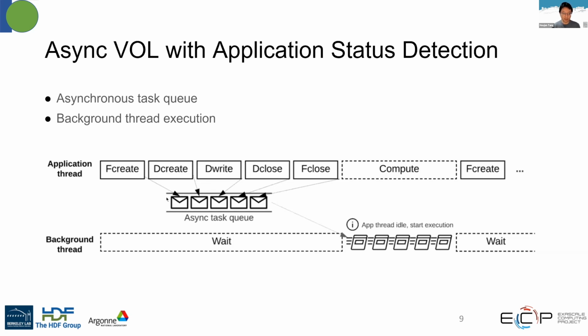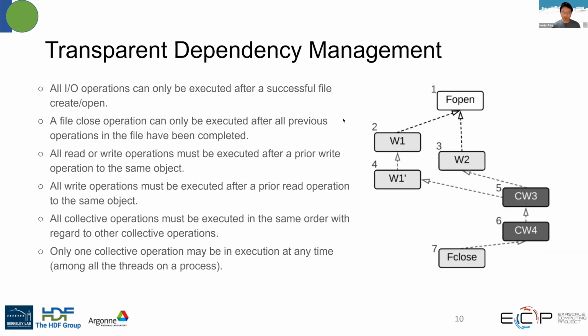So basically, we queue a number of operations, and then we use a counter to detect the application status. And once we find that the application is idle or moving into a compute phase, then we start the execution, and that will repeat for the entire runtime of the application. And internally, we do some task dependency management because we are executing things asynchronously.